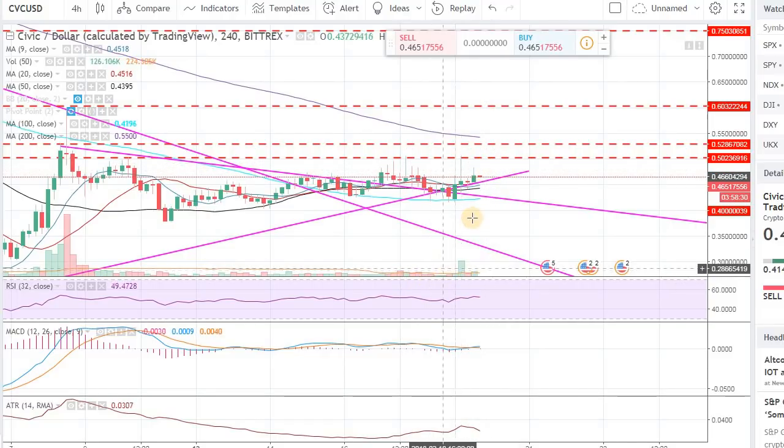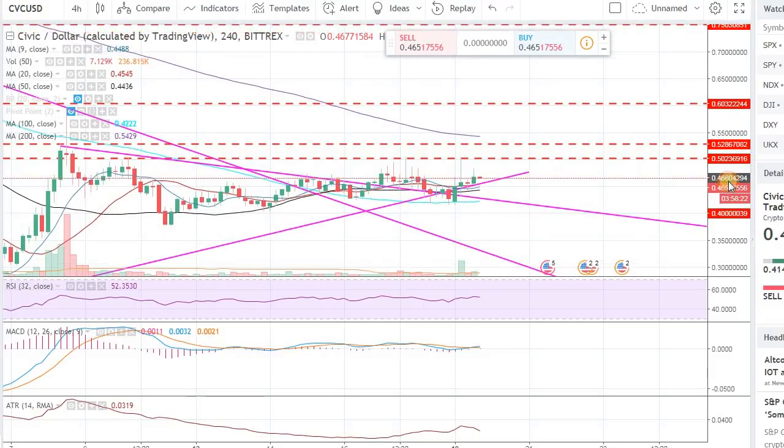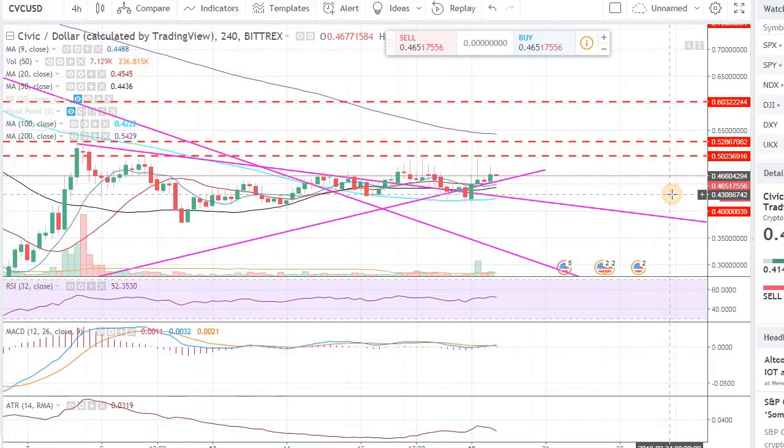We want to see some volume pick up. But Civic, the key thing again is going to be a lot of positive action in the market and BTC. These altcoins are heavily dependent on the BTC price action, so we want to make sure BTC price action is always a little bit positive. Okay, so keep your eye on Civic.